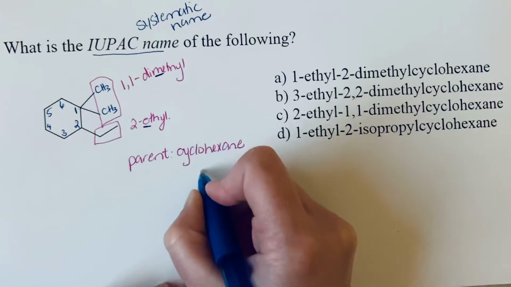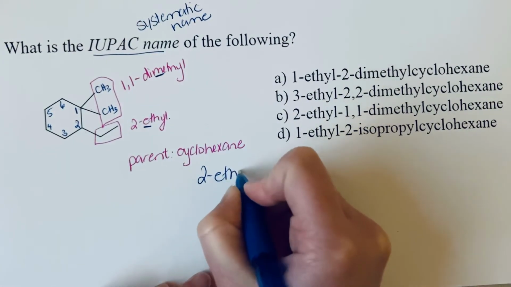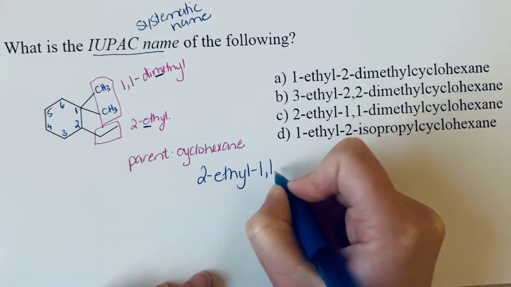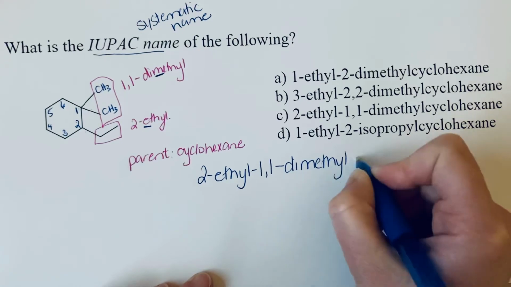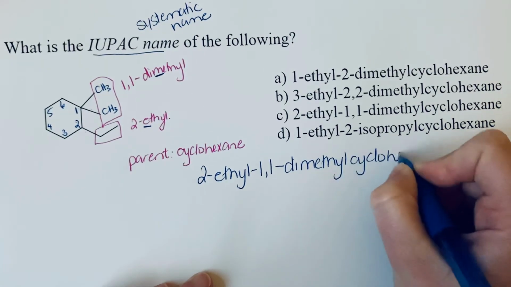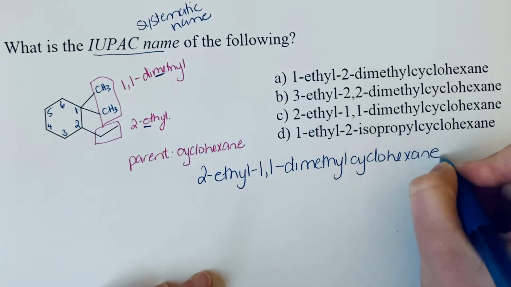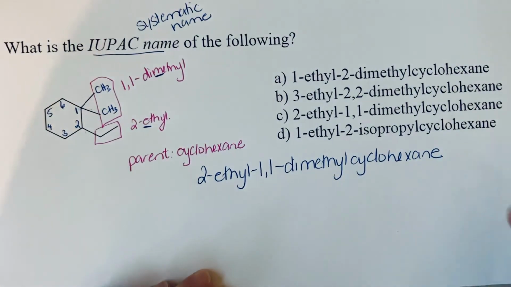So that means that our name is 2-ethyl-1,1-dimethylcyclohexane. And so we are going to look for that option, and we see it here.